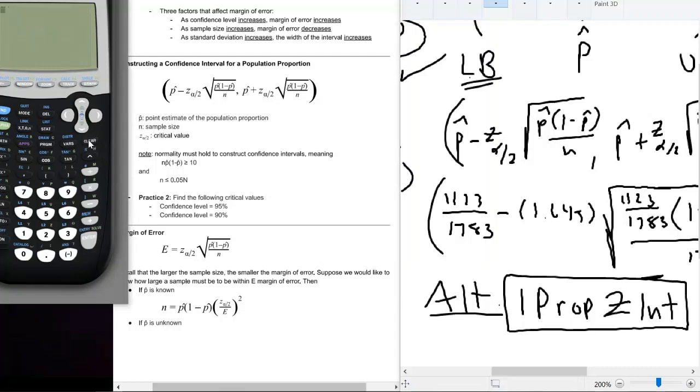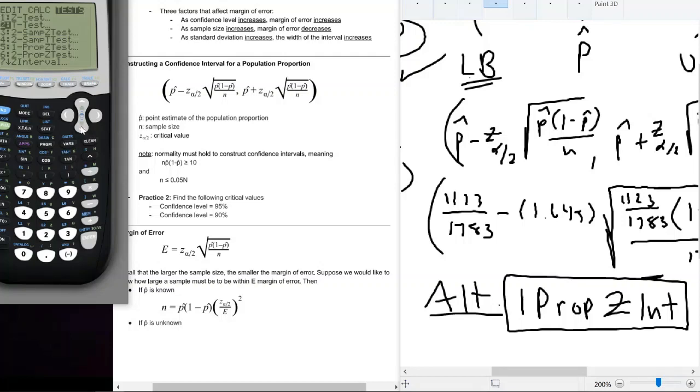You're going to find 1 prop z int by going to stat. Notice here we typically either stay on edit or go to calc, right? So far in this semester we've been going to one or the other. This time I want you to go over one more. We haven't gone here yet in this class so far. Tests. And I want you to look for the function called 1 prop z int.